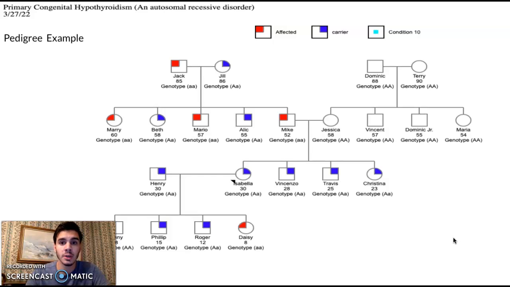So here's a pedigree example of the disease. It shows one family on the left which is affected by it, and one family on the right which is not, and they marry together. So it starts with Jack and Jill in the beginning. Jack is affected by the disease because he is autosomal recessive.